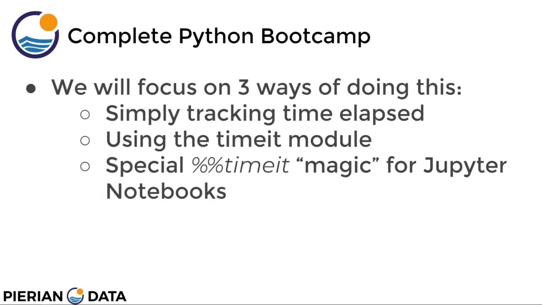In this lecture, we'll focus on 3 ways of doing this. One is to just simply track the time elapsed before and after calling your function. You'll notice, however, this has its limitations if your function is very fast for a small problem. Second way is to use the timeit module, and this is the most official way of doing this, and the timeit module is actually built into Python. And then the third way is a special timeit magic function. However, this magic command only works for Jupyter notebooks, so if you're running this on something like PyCharm, you'll just have to use the timeit module or simply track the time elapsed. Let's explore all 3 of these methods in a Jupyter notebook.